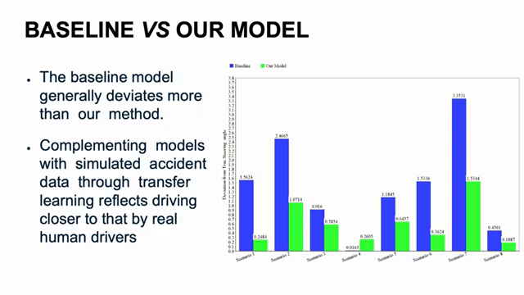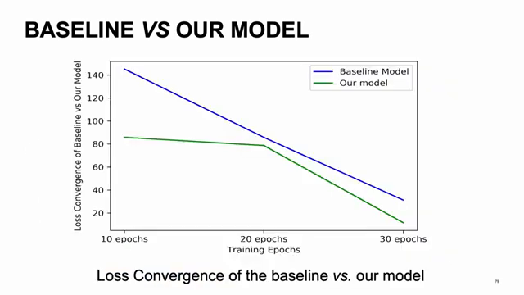The baseline model generally deviates much more from the ground truth steering angle than ours. In fact, you can see that our method was able to complement the real-world data by using simulated accident data transferred through the simulation-based learning. The blue bars are the baseline errors, and the green ones are ours, which are generally much lower. In addition, we also show the loss convergence, baseline versus our model. The baseline model is in blue, and the green one is our model. Again, you can see that the loss convergence using our transfer learning method is far better.